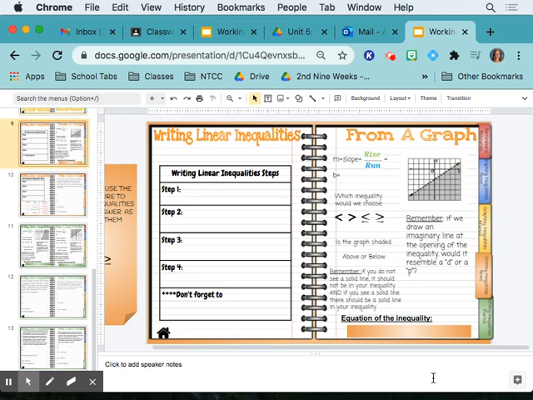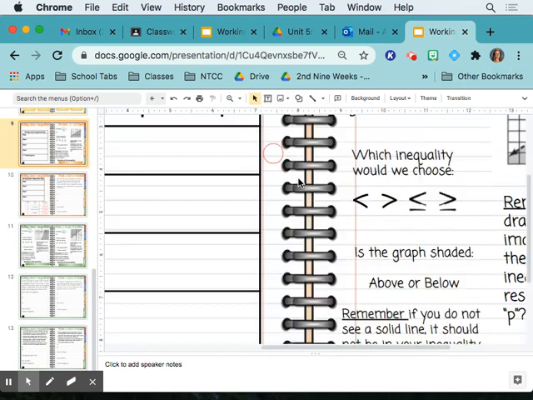We are now going to write linear inequalities from a graph. We already learned how to graph linear inequalities. Now we are going to be given the graph and asked to write the inequality that matches it. So let's talk about the steps first.